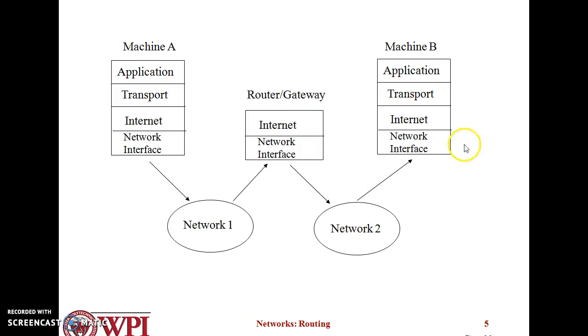This is a normal configuration where machine A and machine B want to interact with each other. It sends the data to network 1, network 1 to the router gateway, and then network 2, and then machine B through the network interface, internet, then transport and application.